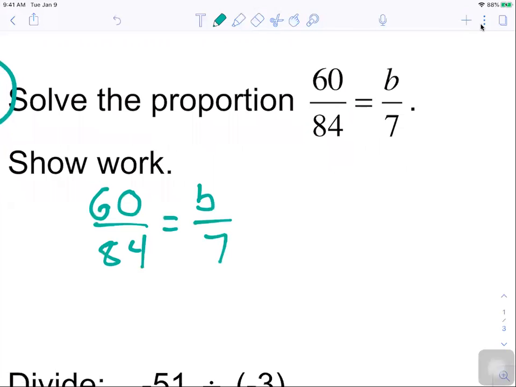Okay, to cross multiply, what we'll do is we'll bring the 84 across and over to where the b is, and then the 7 will cross and bring over to where the 60 is. So if we go where the b, 84 times b, is this going to give us 84b? Next, if in your calculator you put 7 times 60, that's going to get you 420.